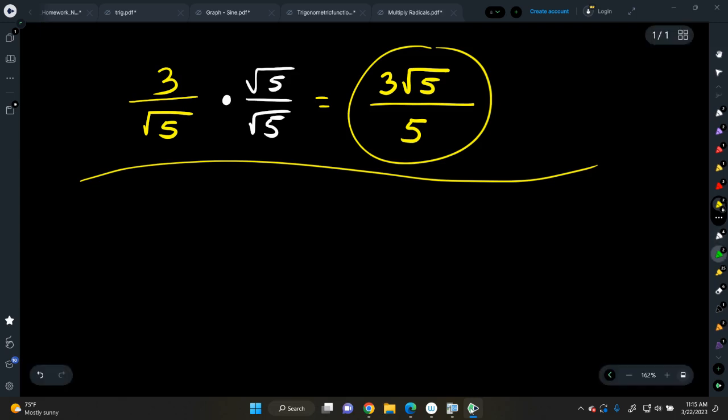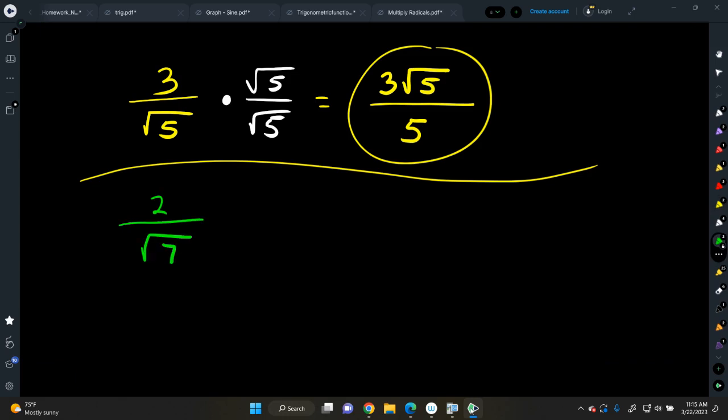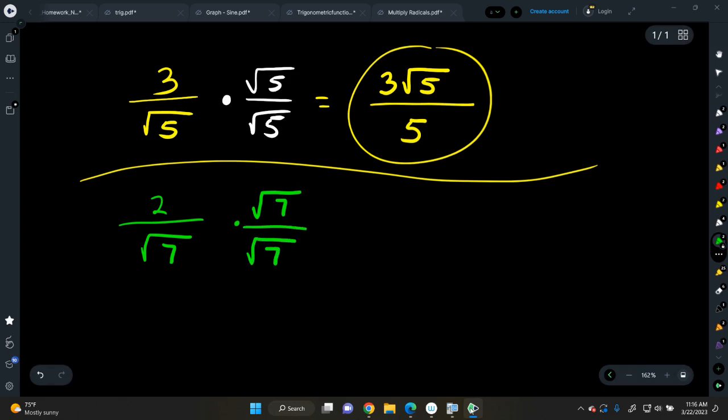So let's look at another one. Let's look at 2 over the square root of 7. Drew, what are we going to do? Times it by 7. Don't listen to other people. Trust yourself. The square root of 7. Square root of 7, yes. Going to multiply by the square root of 7 over the top and the bottom.